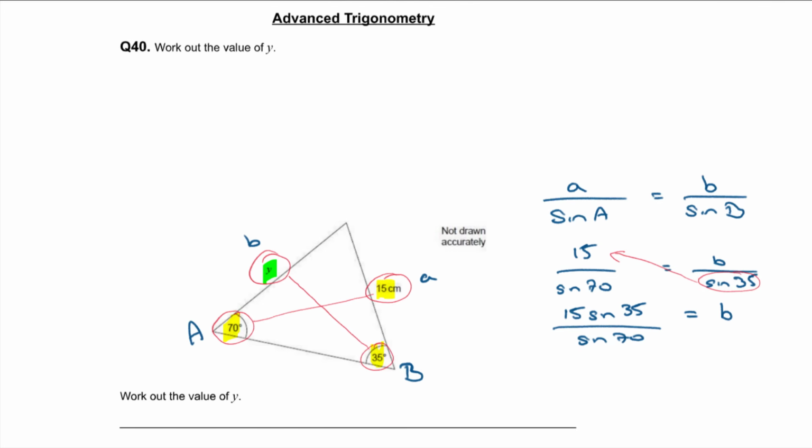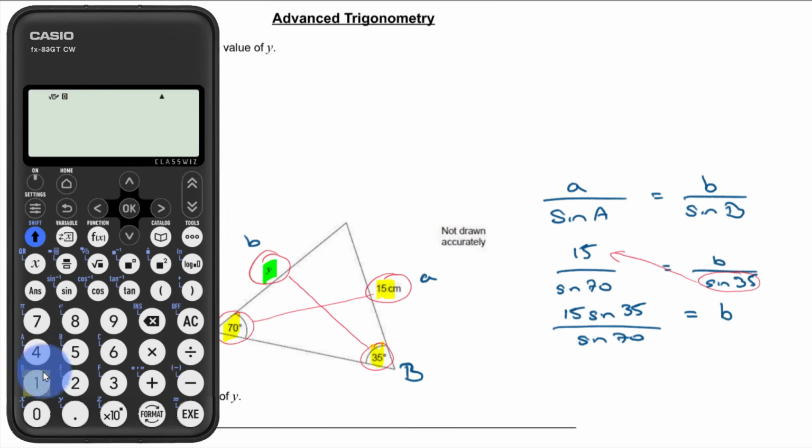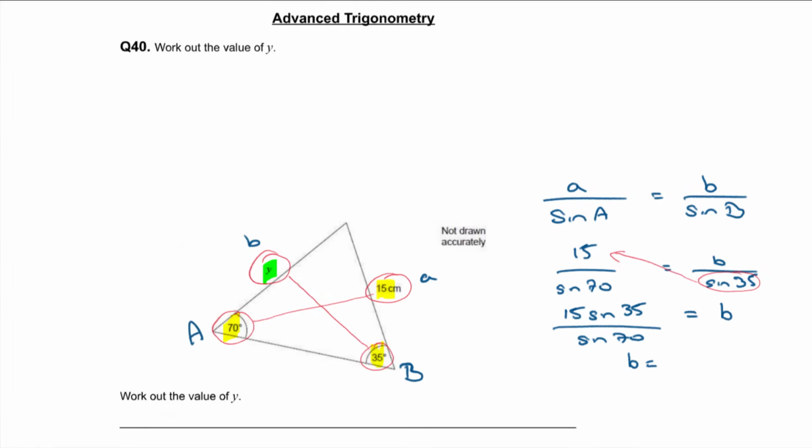So then 15 sine 35, just take care with brackets here. It's one of those cases where it may well matter if you put brackets in the right place or not, divided by sine 70. It doesn't really matter with right angle ones, it usually works it out anyway, but put brackets in here because they're a bit more complicated. Now that comes out to be 9.155. Generally go to 3 significant figures unless it tells me otherwise, or 1 decimal place for angles. So I'm going to write down 9.16, round it up, 9.16 there.